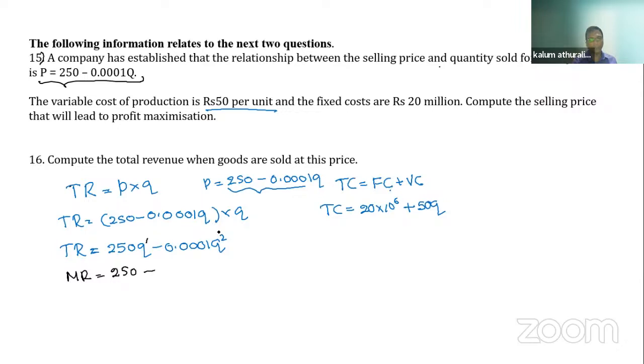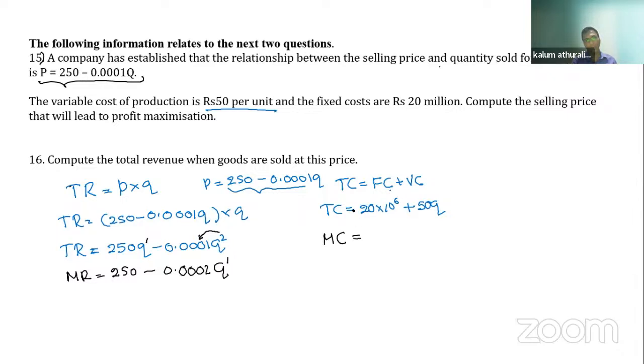Here, this value and this value you can multiply. 0.001 multiplied by 2, then 0.0002. Q to the power 1 is reduced by 1. This is the MR. How to find MC?